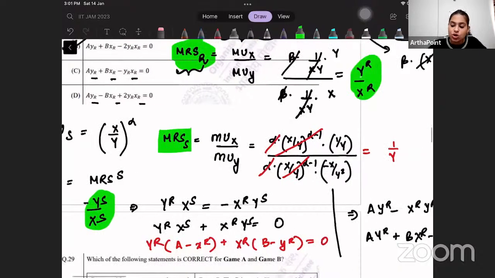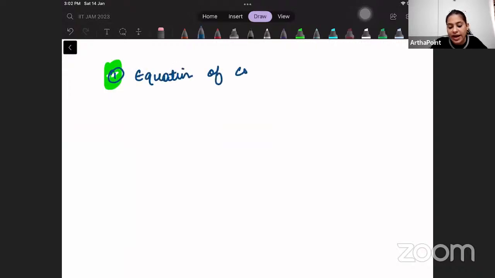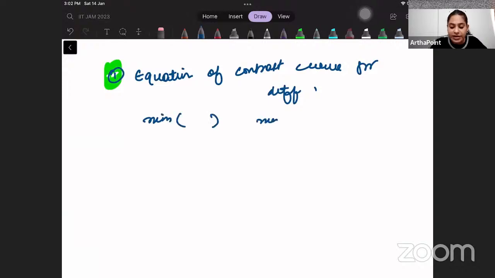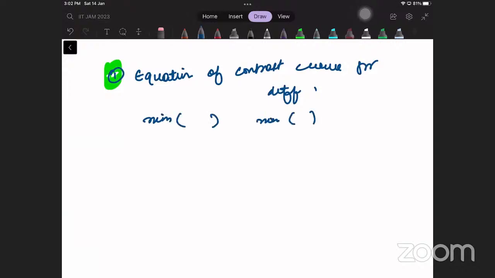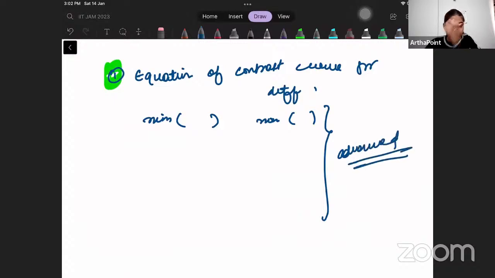That's the first takeaway. Your homework from this is to find the equation of the contract curve for different cases. You have to do this, all of you. Take both functions as min, just do it. Take one function as substitute good and one as min, do it. Take one as quasi-linear, one as min, do it. We have done multiple such cases in our advanced lectures. You are supposed to try most of them, okay?